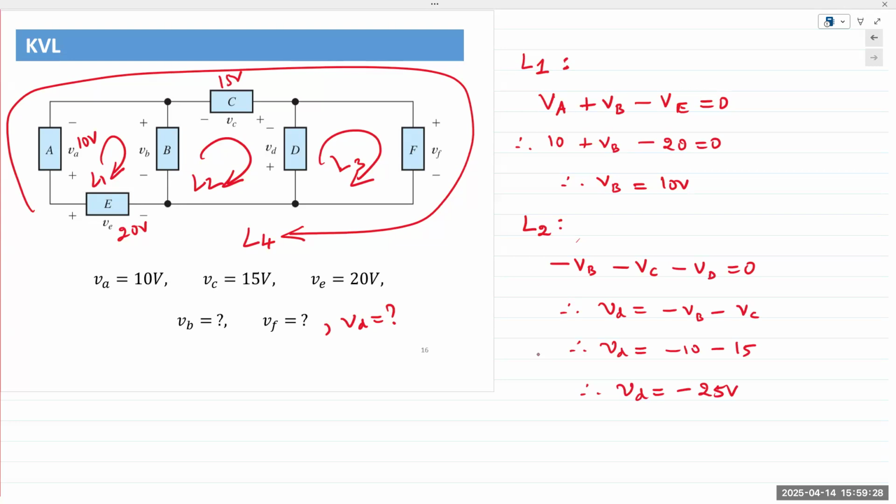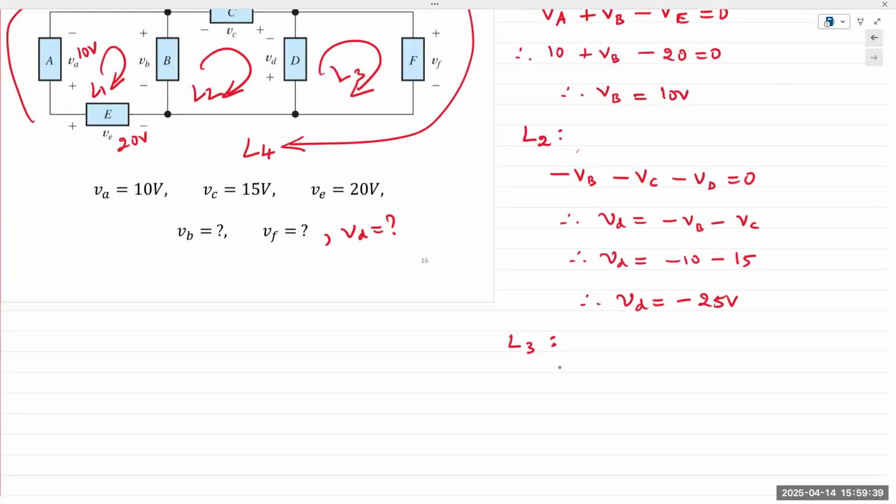And because VD and VF are in parallel but opposite polarity, I can write a KVL expression for loop 3 as VD plus VF is equal to 0. Therefore, VF is minus VD. Therefore, VF is equal to 25 volts. Opposite polarity.